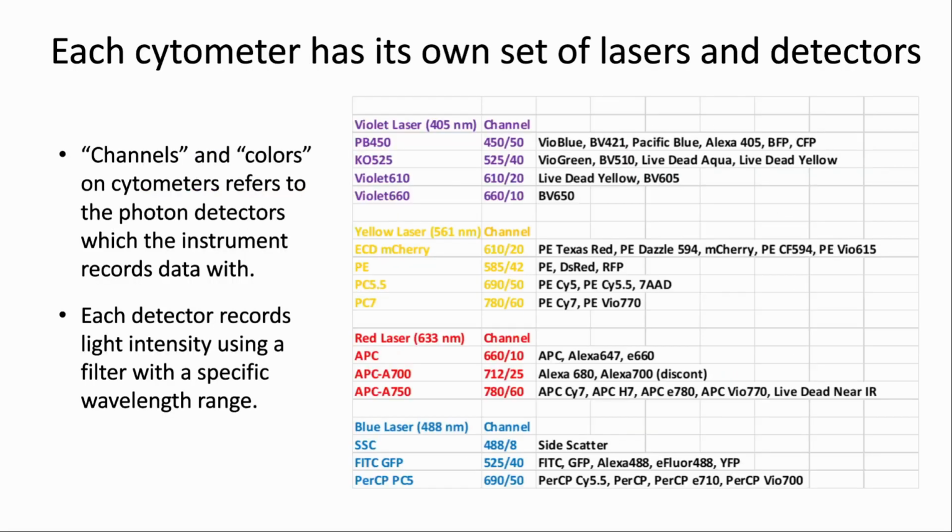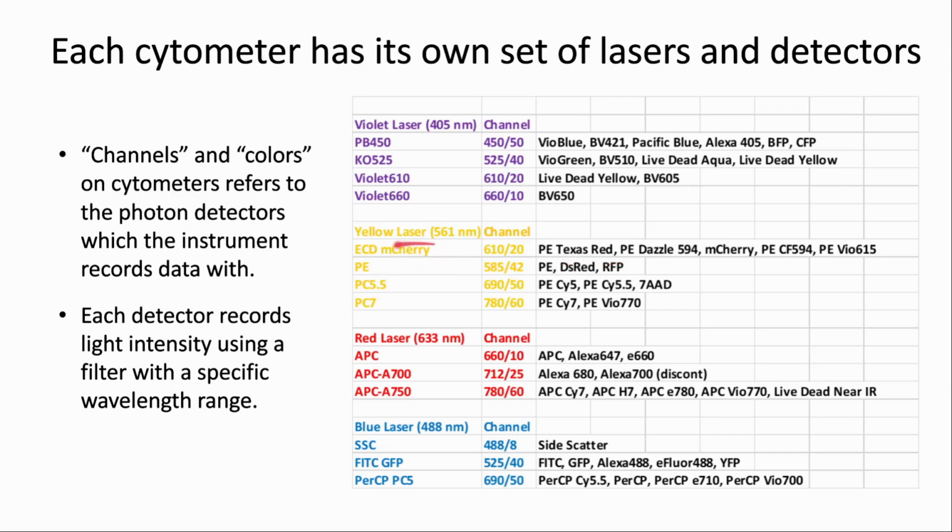Each instrument has its own set of lasers and detectors, and when we refer to channels and colors, we are referring to the detectors which the instrument records the data with. Each detector then records the light intensity using a filter with a specific wavelength range. Some fluorochromes will work better on specific instruments than other instruments because they have a laser which activates the fluorochrome better. The prime example for this are red fluorescent proteins, such as mCherry or tomato and RFP.